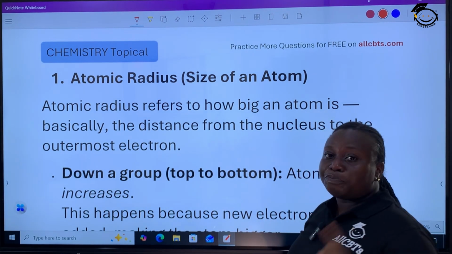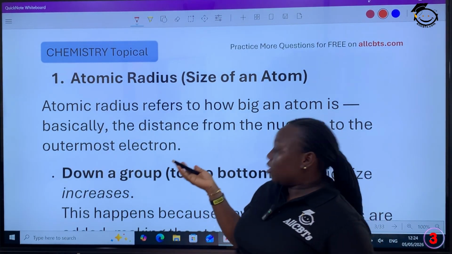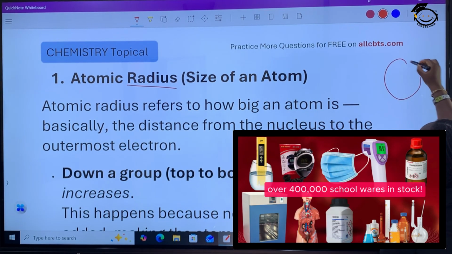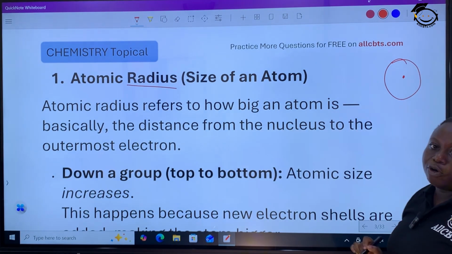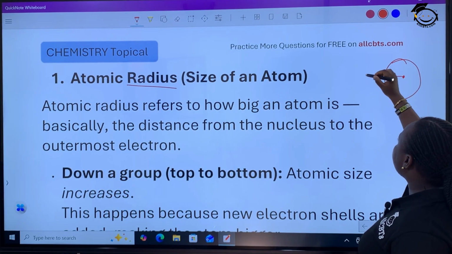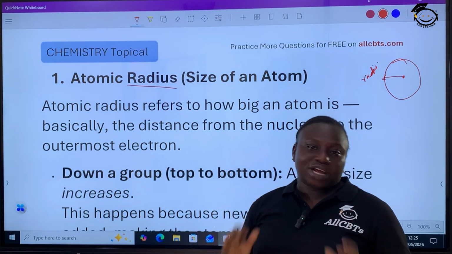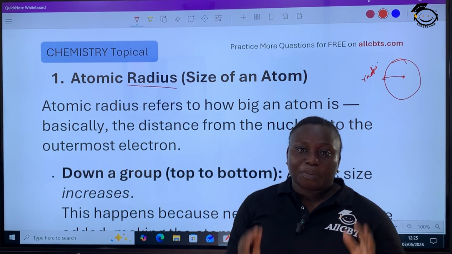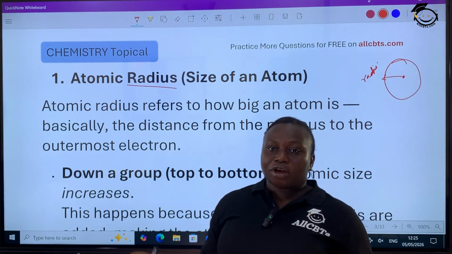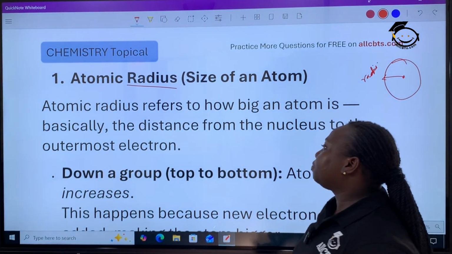Now let's look at the first property, atomic radius, or sometimes you can say size of an atom. We should all know the word radius. What does the word radius mean? If you look at a circle, any point from the middle of the circle to the circumference is your radius. Now, the atom of every element has a different radius, and it is a property of these elements. So going across the period and down the group, you want to know what happens to the atomic radius of these elements.